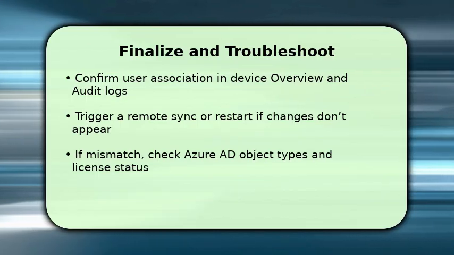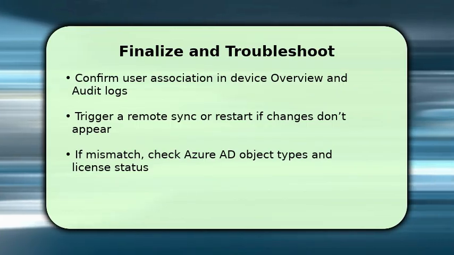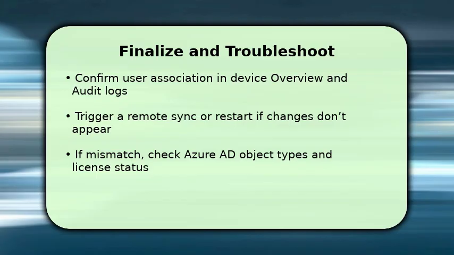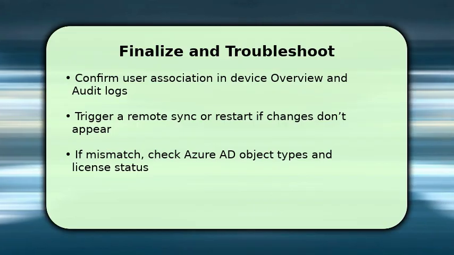If still unresolved, inspect Azure AD. Ensure the target account is a user, not a guest, licensed for Intune and not blocked. One key troubleshooting tip: when ownership or scope tags prevent change, temporarily elevate your RBAC role or remove restrictive scope tags. Then retry the swap and reapply tags after.